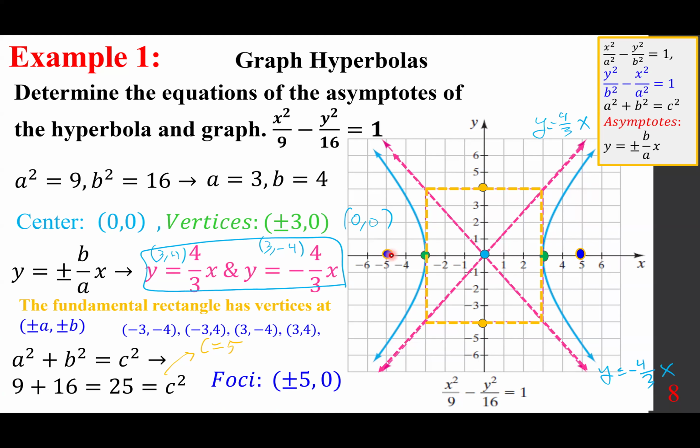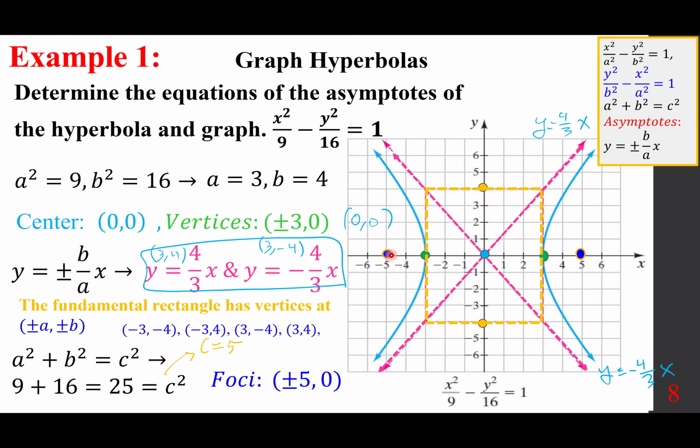So in short, find the center, a, b, the vertices, whether it opens up or down, and the fundamental rectangle helps find the asymptotes. And there you have it.